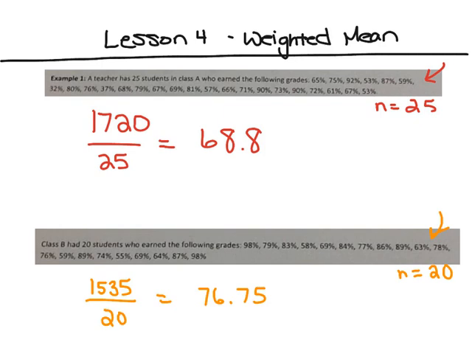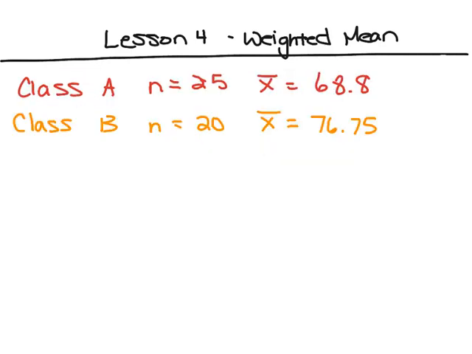Now what we want to do is calculate the total average for Class A and Class B. If we were to take these two averages, add them together, and divide by 2, we would find the average between the two classes. But since these class sizes are different, we have to take that into consideration when we calculate our mean. So in total, she has a student size of 45.